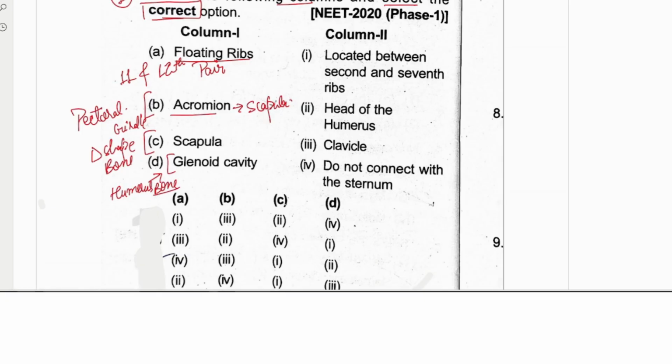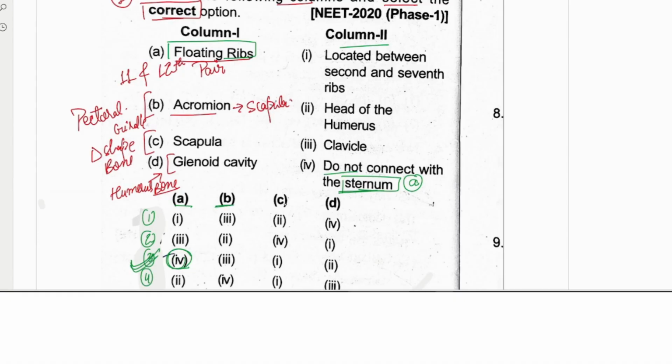So here let us match these terms from the second column. The floating ribs are the 11th and 12th pair. We know that they do not connect with the sternum, which is a ventral flat bone. So we will match A with the fourth, which is option number three. This is options 1, 2, 3 and 4, so we will go with the third option. Let's match some others also.